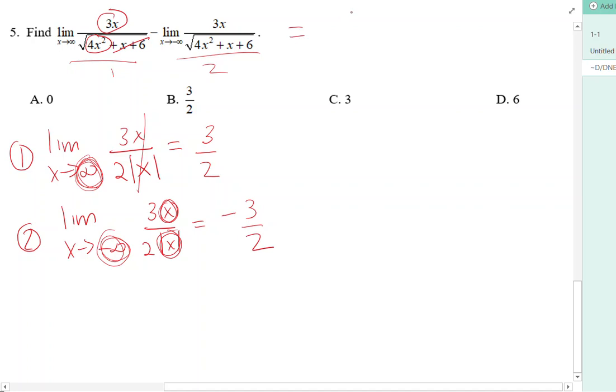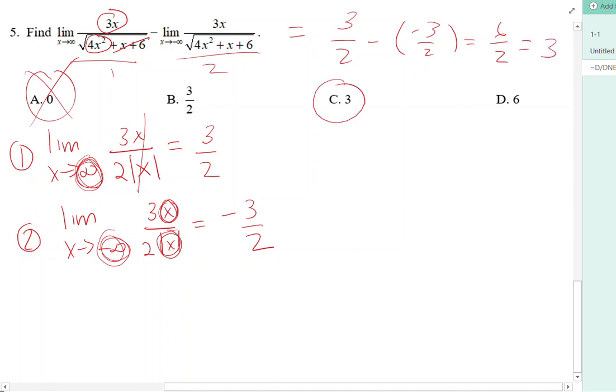But once we figure them out, we can go 3 over 2 minus negative 3 over 2. 0 is a great distractor, but it's not right. We end up with 6 over 2, which is equal to 3. That's probably one of the trickier problems.